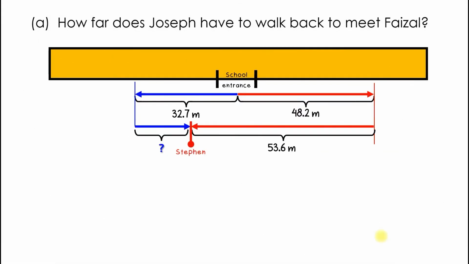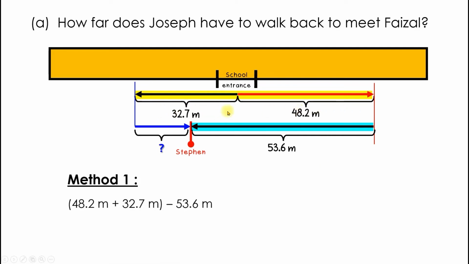To understand this better, we are going to look at two methods. Now, if you look at the diagram, it's quite easy to figure out how to find the question mark, right? We have to find the total distance from here to here, and then we just have to subtract the 53.6 from the total distance and we would get the remainder, right? So my first method would implement this way of thinking, where I'm going to add up both of these distances and then subtract the 53.6 from the sum of the two.